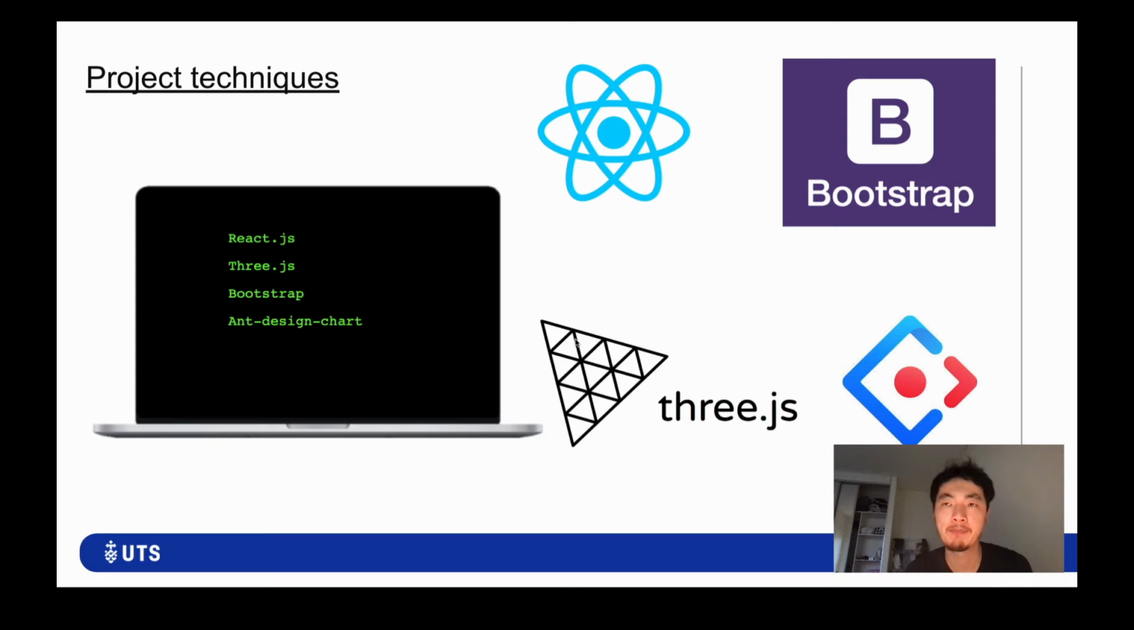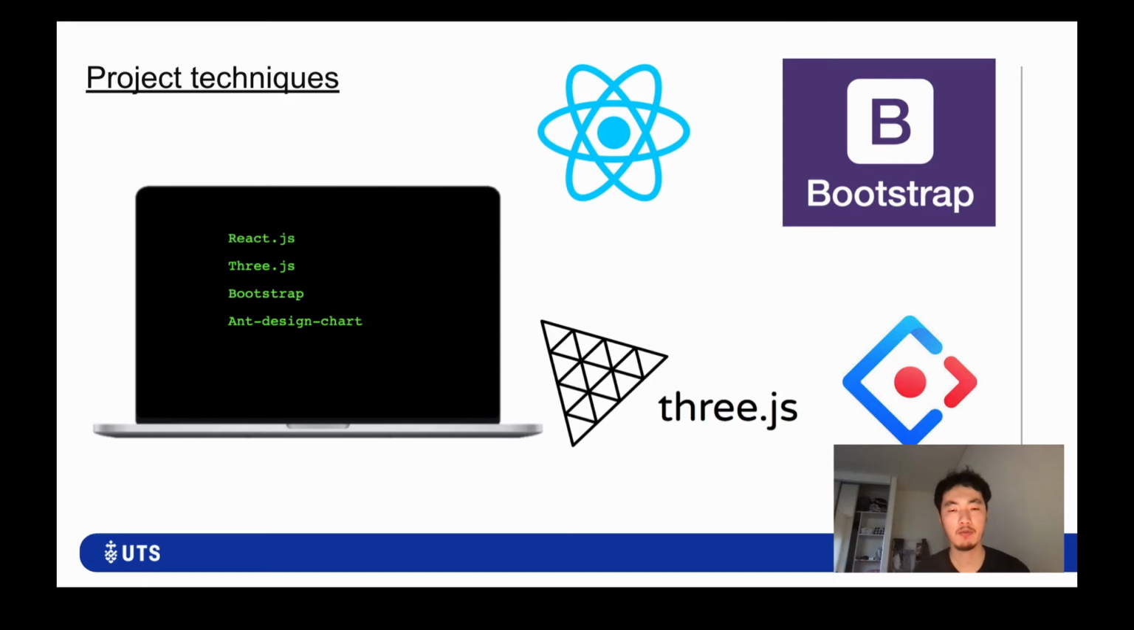You will see later, that was a powerful website. Also, the scenes were generated using Three.js. In the bottom right, there's another library called Ant Design Charts, and this library was used for other visualizations we used in the project.